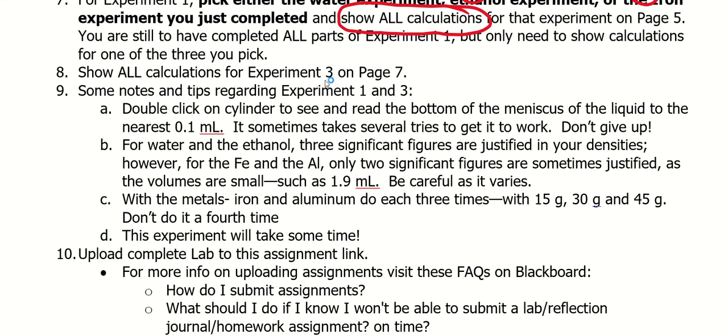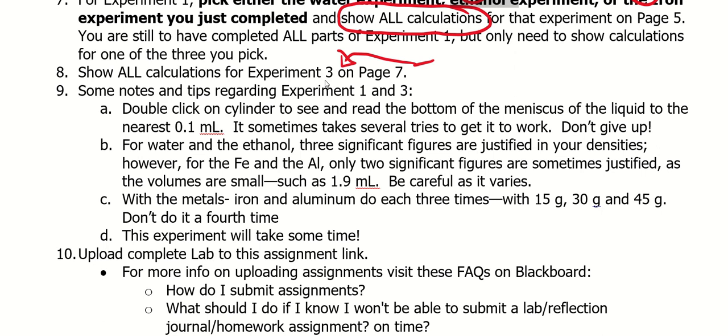Now for experiment 3, luckily there's only 1 part to it. There are no sub parts or anything. Experiment 3 is just 1 set of things you're doing essentially. I do want you to show calculations for that. So in total, there are 2 full pages of calculations that you'll be filling in.